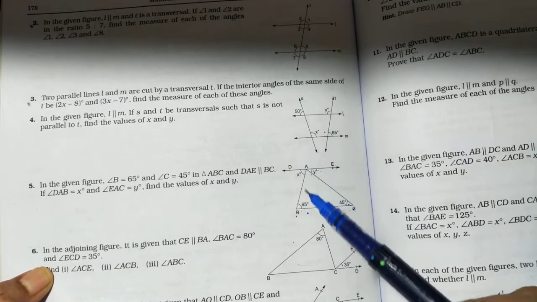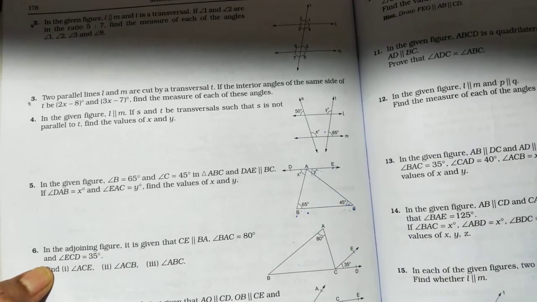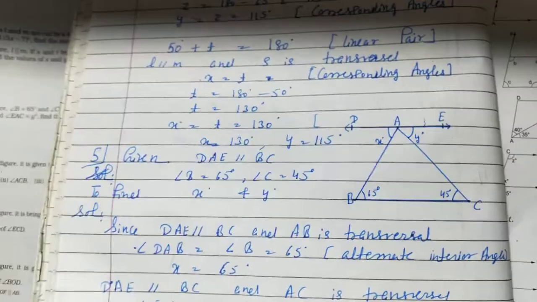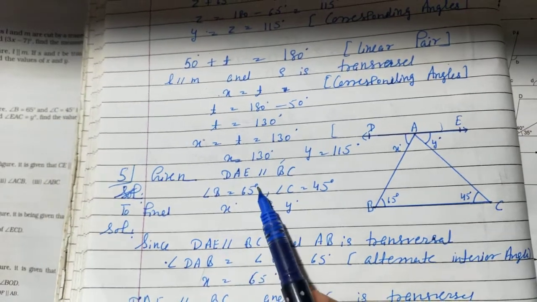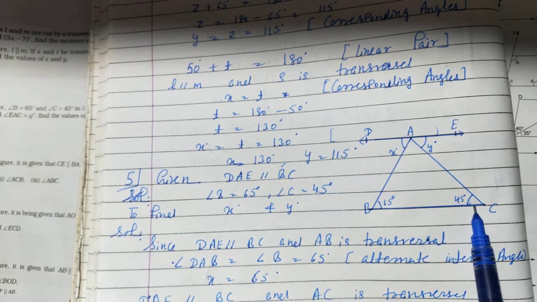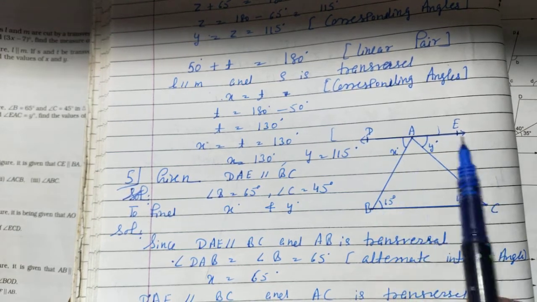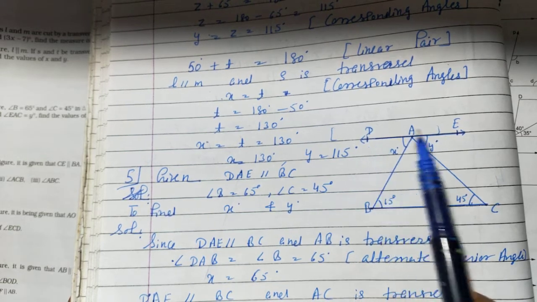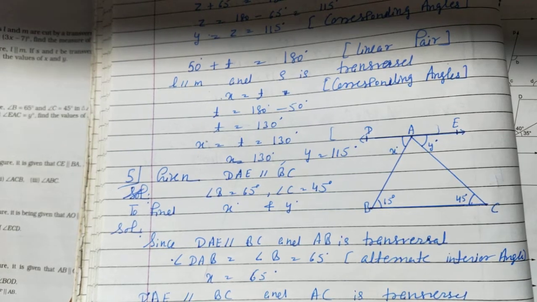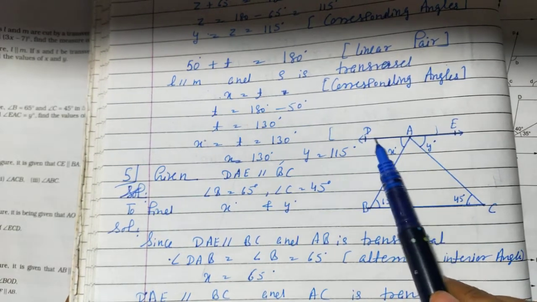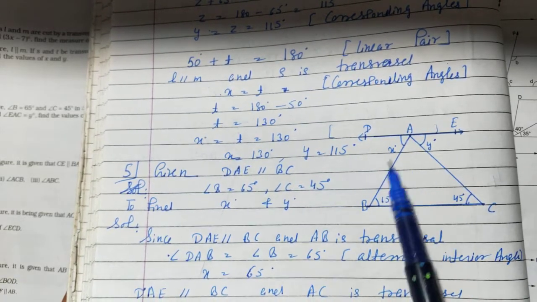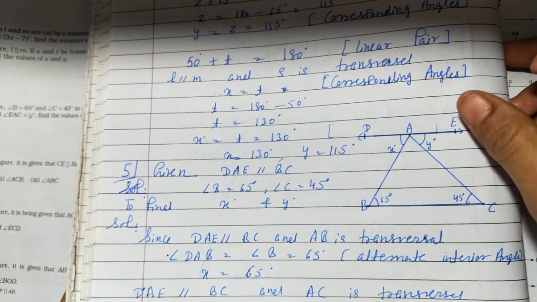Okay class, we will find both of these angles using the alternate angles property. Just have a look at the written solution. Yes class, given line DAE parallel to BC, angle B is 65 and angle C is 45. To find angle X and Y, or you can say DAB and EAC. Again DAE is parallel to BC and taking AB as transversal, you have to mention AB as transversal, then angle DAB is equal to angle B, alternate interior angle. DAB means X, so X is equal to 65.